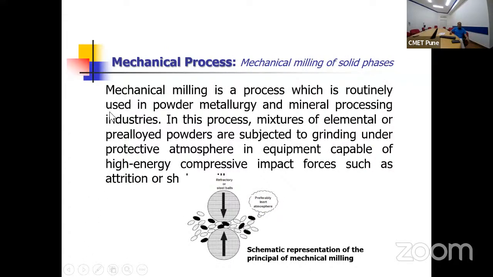Mechanical processing is a process which is routinely used in the powder metallurgy and mineral processing industry. In this process, a mixture of elements or pre-alloyed powders is subjected to grinding under a protective atmosphere in equipment capable of high energy compression and impact forces, such as attrition. Here, because of these balls, the material comes here and then forms the nanoparticle. With this technique, one can go up to a few hundred nanometers.